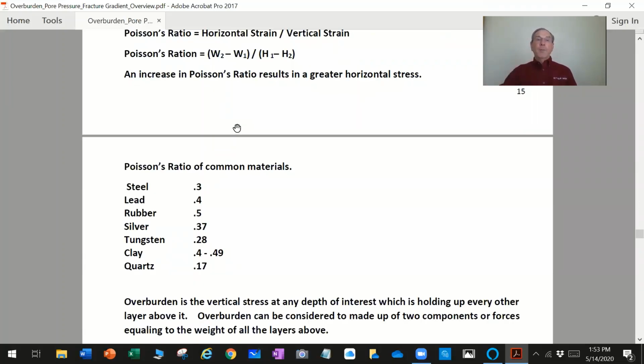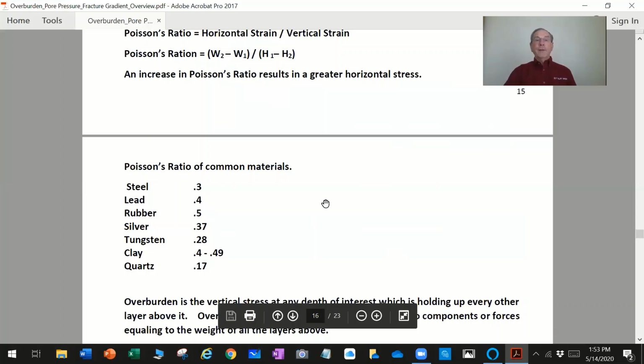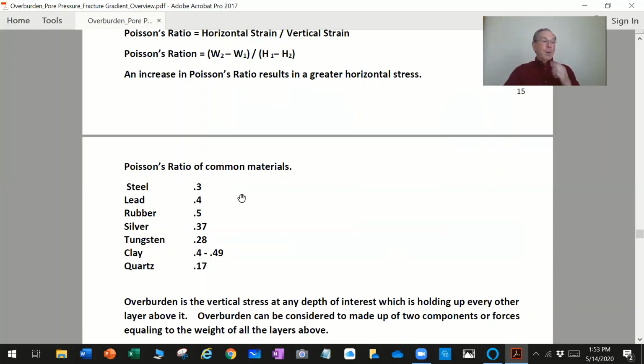Now here are some Poisson's ratios of common materials. I'm not going to read these out to you, but you can see that they range from quartz being a value of about 0.17 to the materials I've listed of rubber being 0.5. So it's rubber. If I squish rubber, it's going to have a tendency to really push out to the side if I squish rubber with a vertical load.